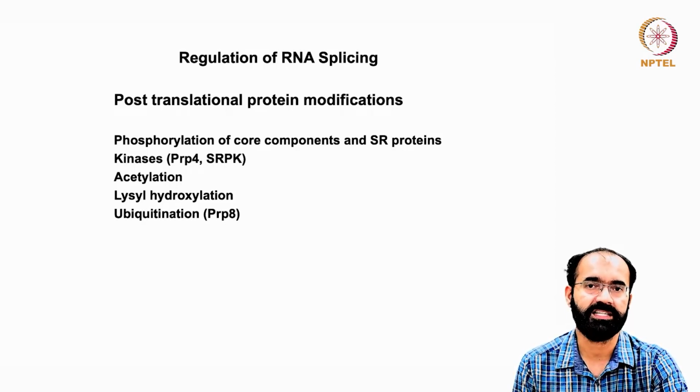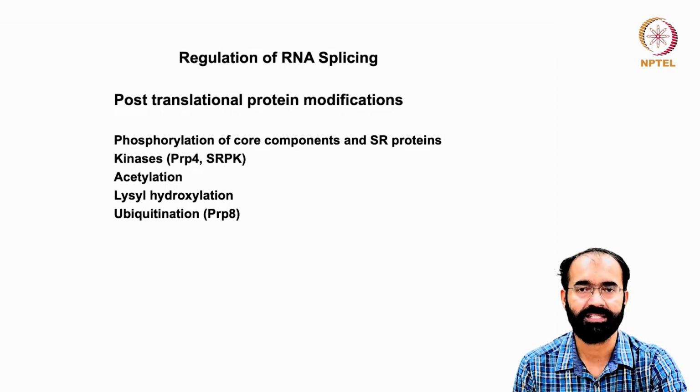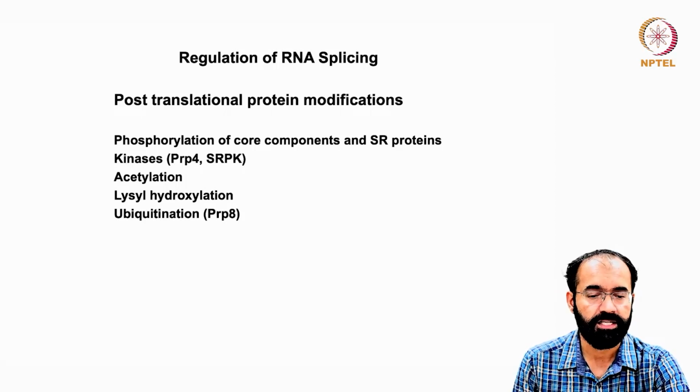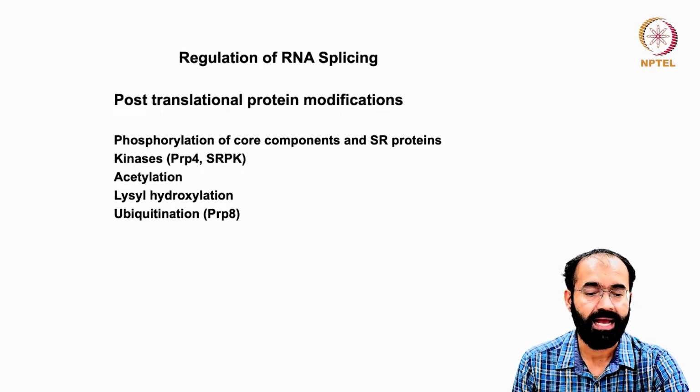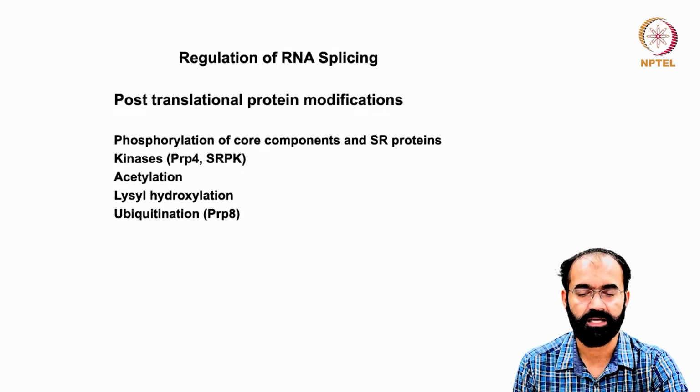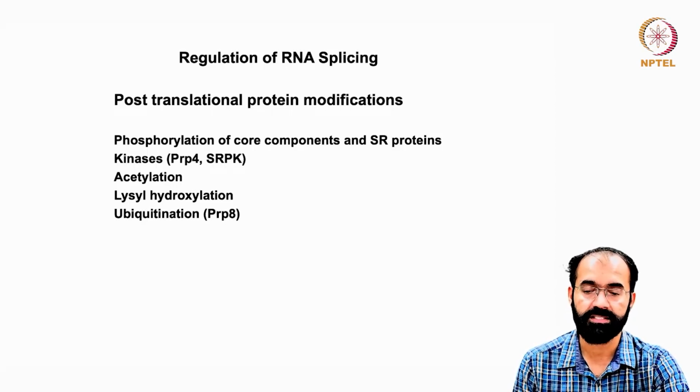Among protein post-translational modifications, acetylation is possible, methylation is possible, ubiquitination is possible, a lot of such changes are there. So phosphorylation of core components and SR proteins is done by kinases such as PRP4 and SRPK, and acetylation is possible, lysyl hydroxylation is possible, ubiquitination is possible by PRP8. Many more modifications are possible which will influence the functioning of these proteins.